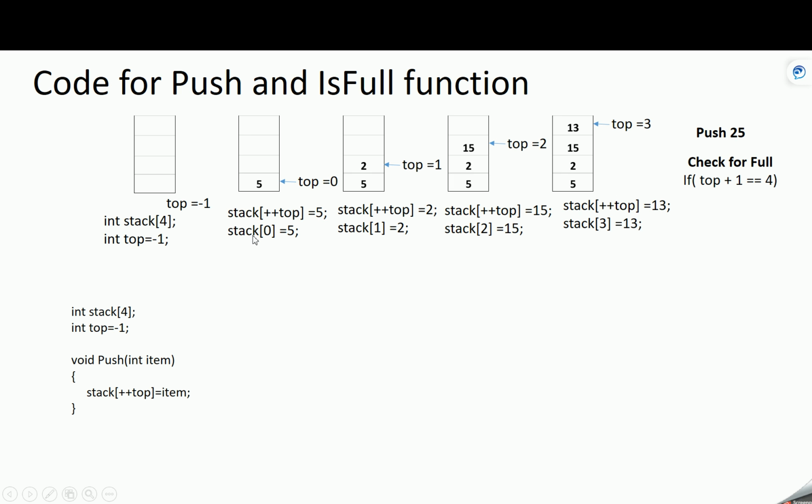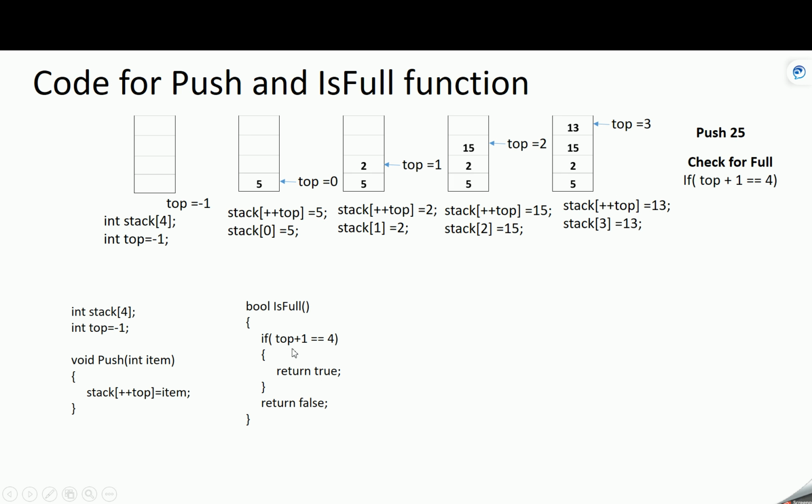Now we have to check whether the stack is full or not before adding into the stack. So what we can do is write a function isFull, to check whether the stack is full or not, like this. We'll say top plus 1 equal to 4, and this function has a boolean return type. Boolean means it is true or false. It will return either true or false, these two values.